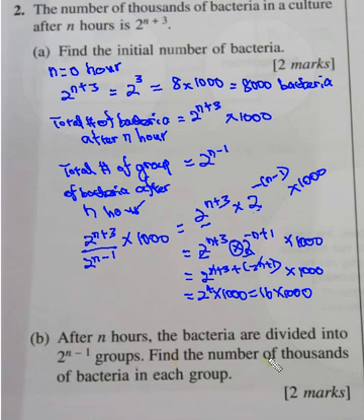Now find the number of 1,000 bacteria in each group. So therefore, to answer this question directly, there are 16 thousands, so it's actually 16,000 bacteria in each group. Okay, that's it.